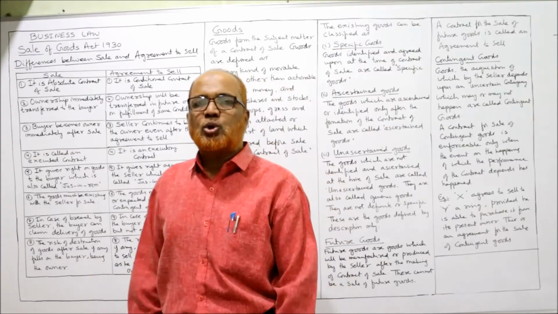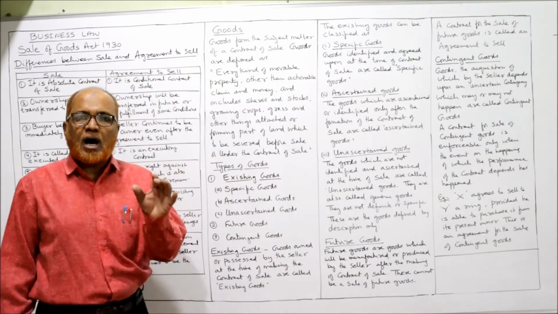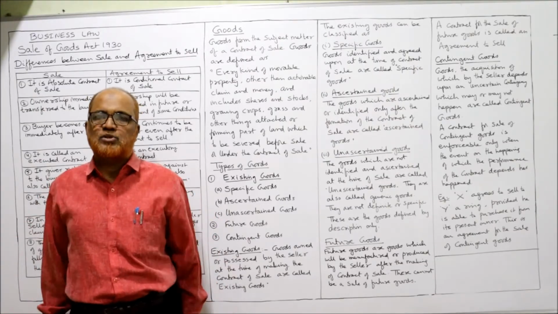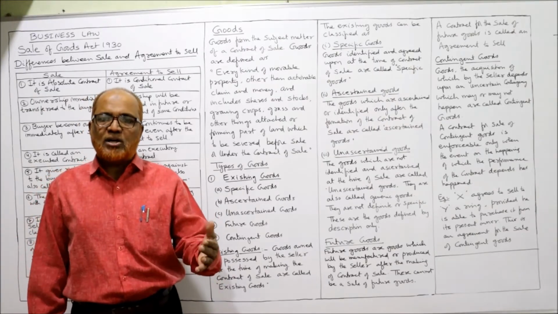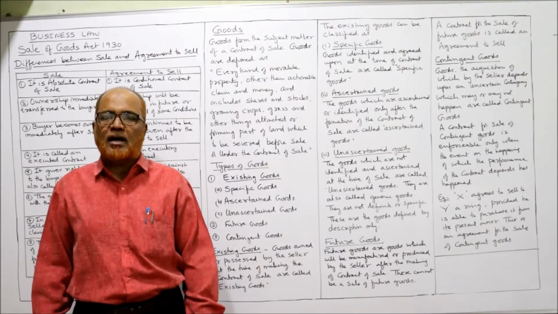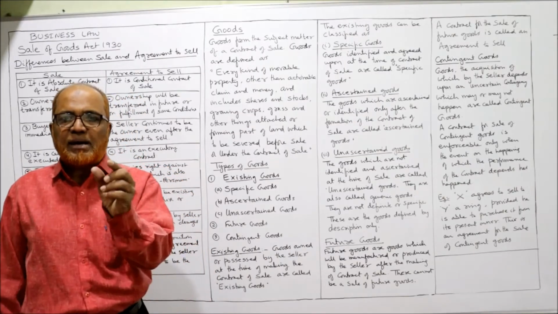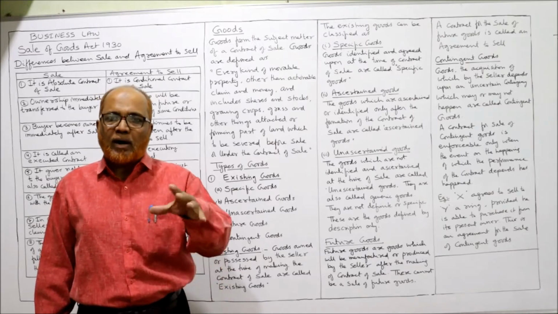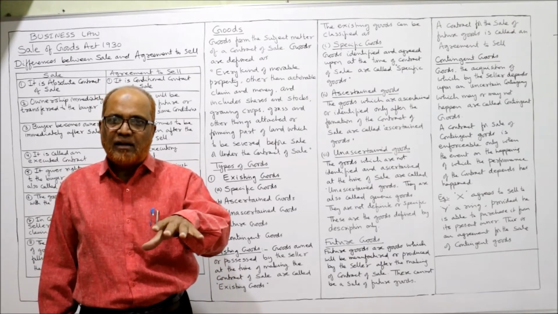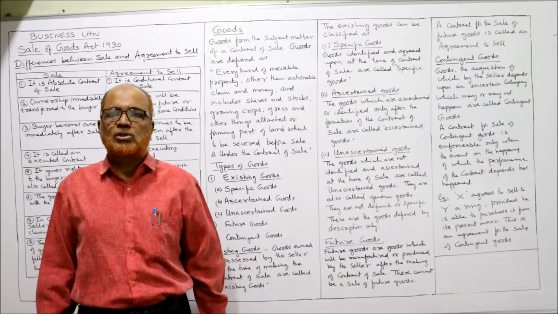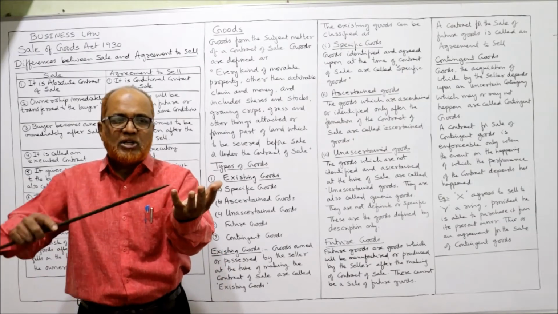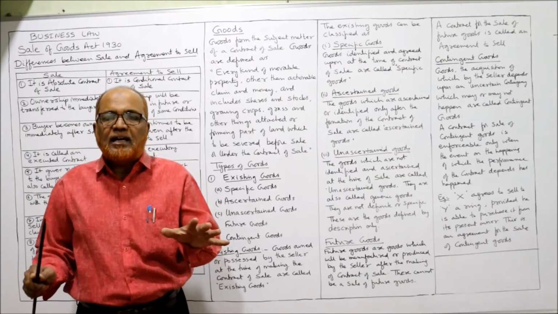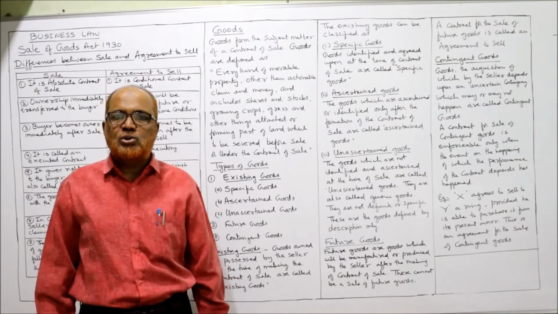Now I am coming to the next question in this video: what are goods and what is the classification of goods, or types of goods? In examination, this question may be asked regarding goods. The subject matter of the contract is goods. The contract of sale is made for the purpose of goods. The subject matter between the buyer and the seller is goods. So there should be clarity regarding the meaning of the term goods.